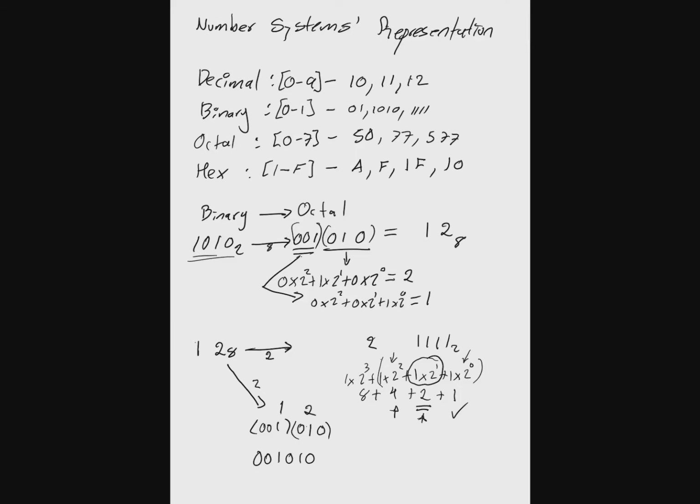And just like any other system, zeros on the left before a 1, if there's no other 1, they don't have a value, they are not worth anything. So that would be your number. All right, that's the next conversion, from octal to binary.